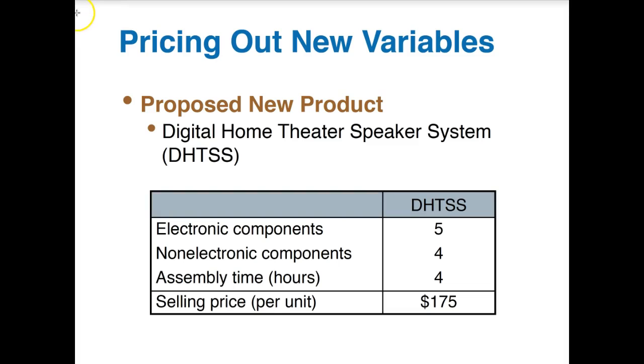All right. So here we're going to end on how do we actually price out new variables. So let's say we're adding on to this example now, and what we want to do is come up with a situation where we want to add another product to the mix. So we want to do a digital home theater speaker system, okay? And of course, we see the number of electronic, non-electronic, and assembly components that we have. And we also see what the selling price is per particular unit.